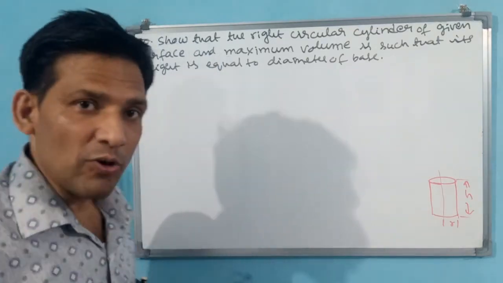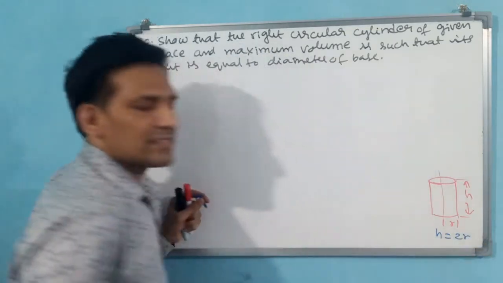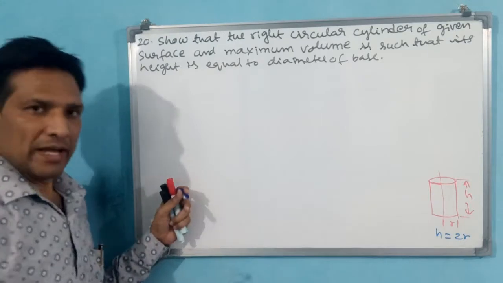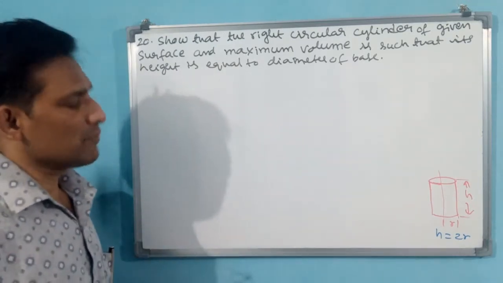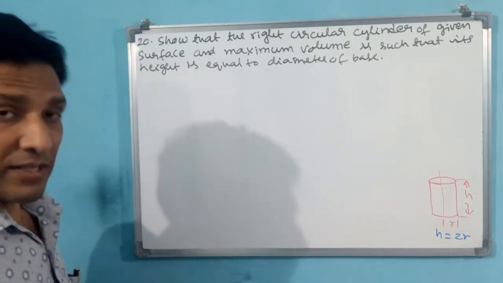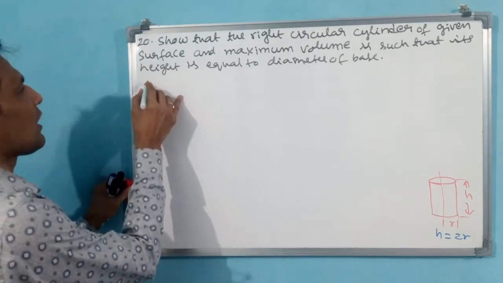That means finally what you have to prove? Height is equal to diameter means 2 times radius. That's all. H is equal to 2r. If you prove, automatically you have proved. Okay. Here dimensions and all you need not prove. That is the logic. Okay. See here surface area also you have to take. Surface area how you are going to take? You see I am writing here.